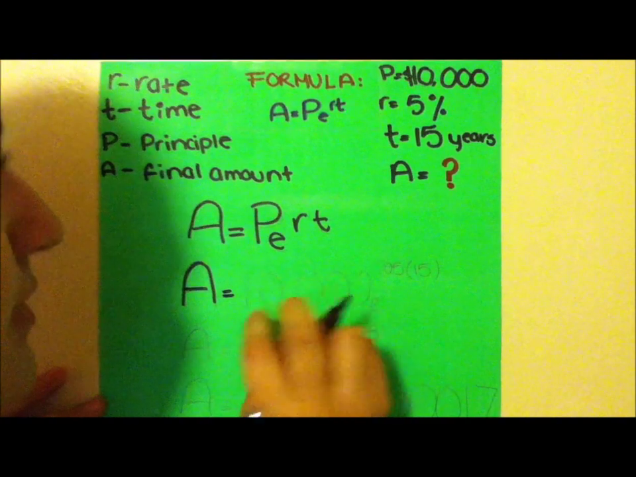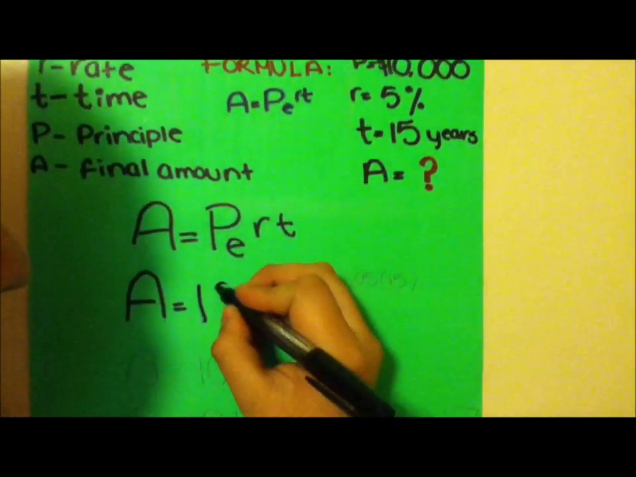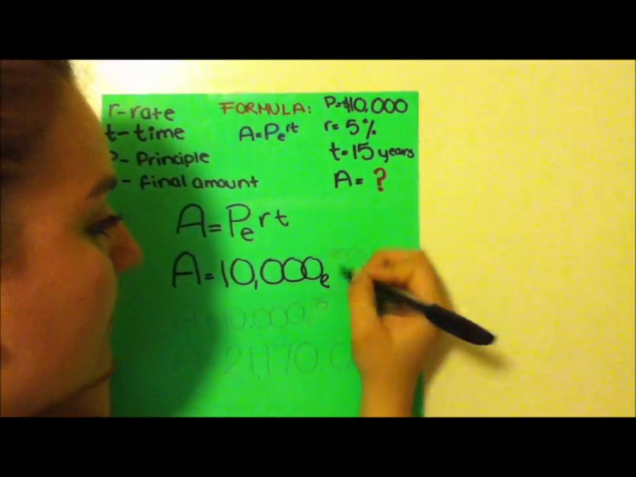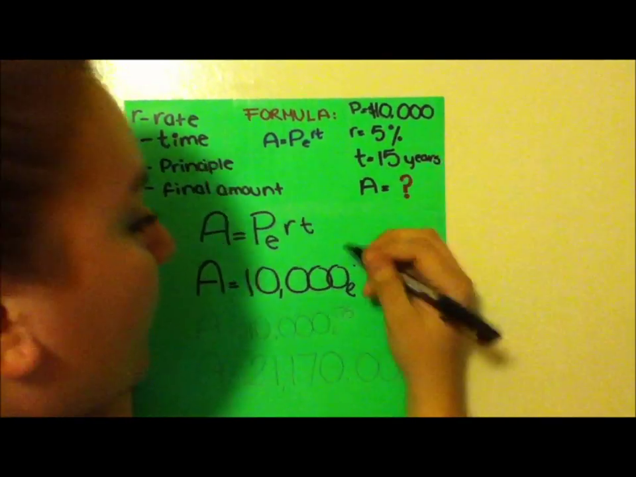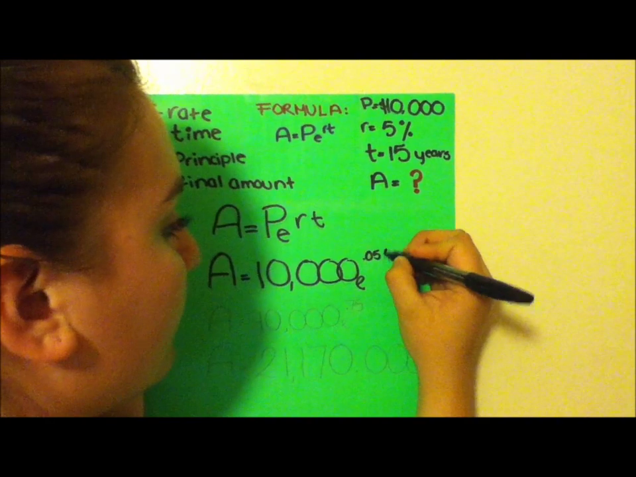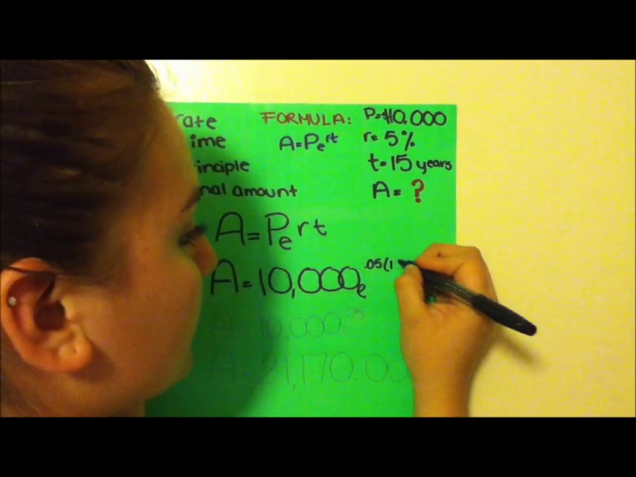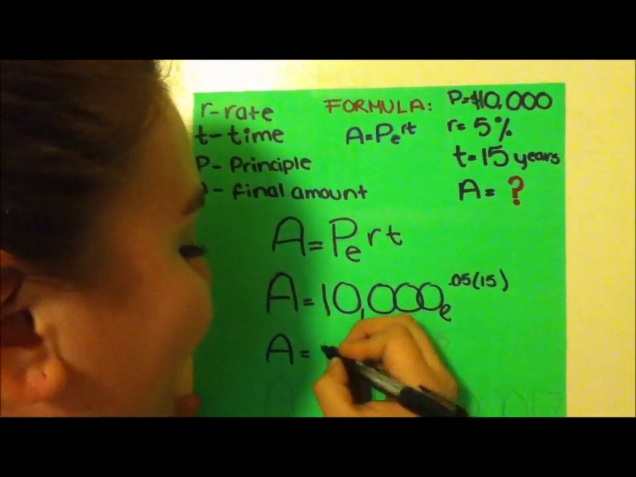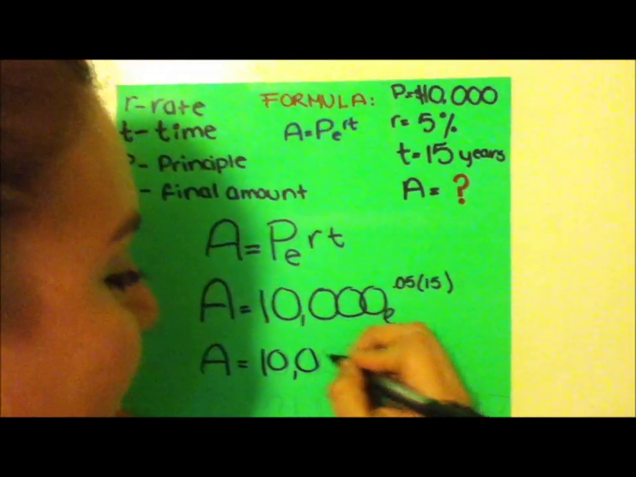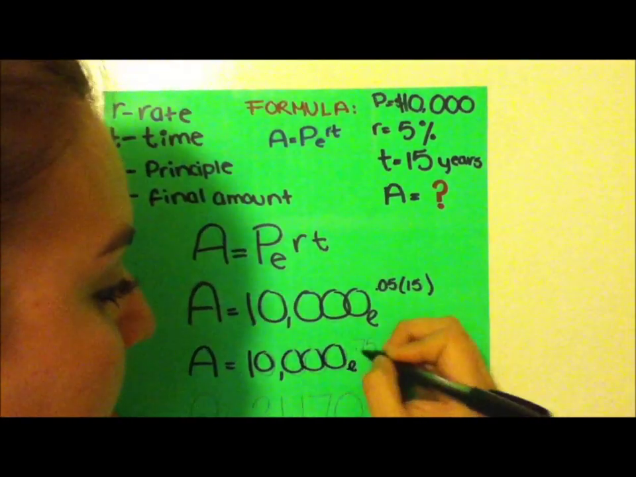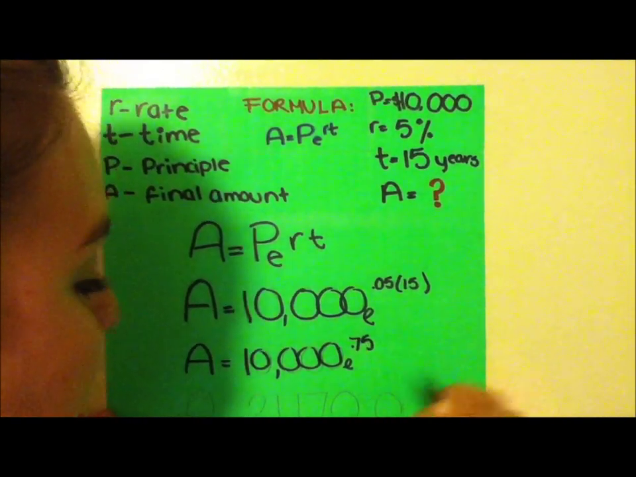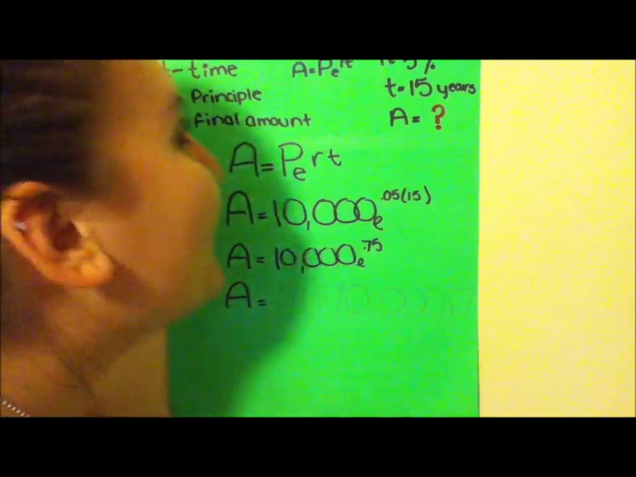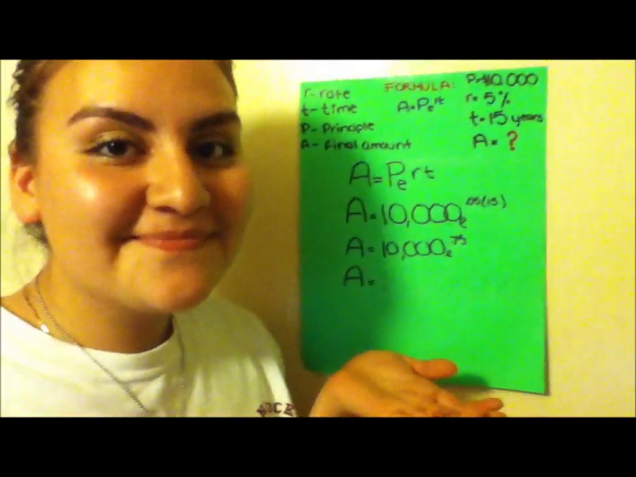A equals our P, which is $10,000. e to the r, which is 5%, so 0.05. And then T is 15 years. Okay, so then A equals 10,000 e to the 0.75. So A equals, what time is it, Maria?